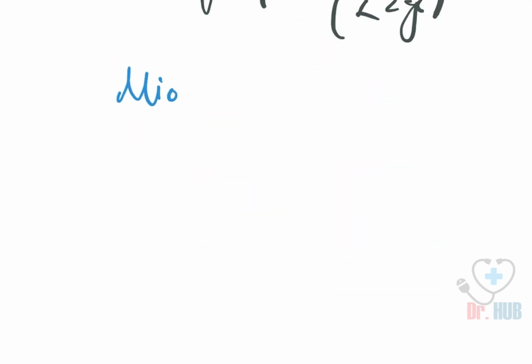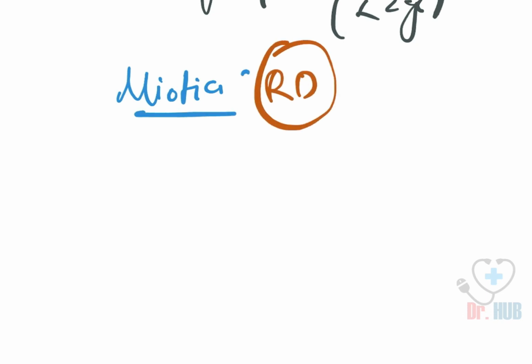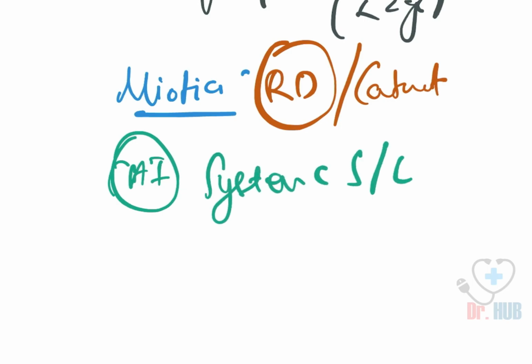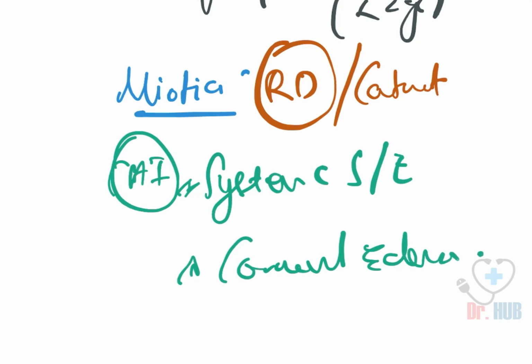Next, we look at the miotics. The miotics deal with retinal detachment. So miotics can lead to retinal detachment as well as cataract. Next question was, what are the side effects of the carbonic anhydrase inhibitors? The CAI side effects being, there can be systemic side effects, as well as the presence of corneal edema.